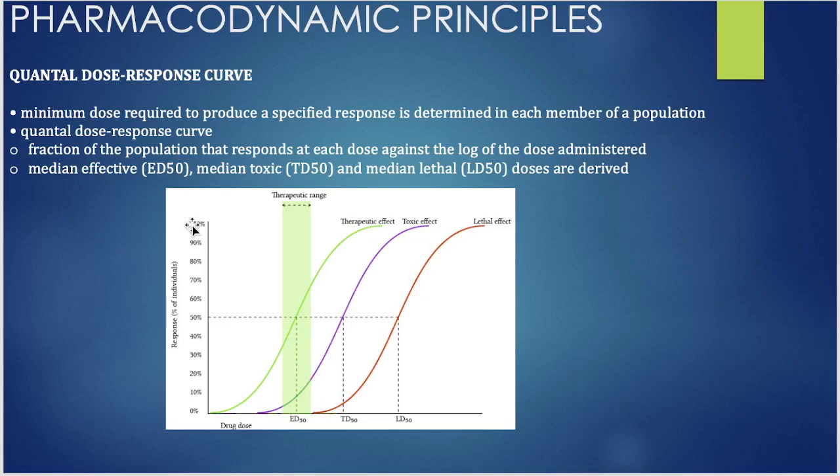So, first principle under your pharmacodynamics is your quantal dose response curve. This is the minimum dose required to produce a specified response that is determined in each member of a population. Your quantal dose response curve: fraction of the population that responds at each dose against the logarithm of the dose being administered. Okay, we have your median effective dose or ED50, median toxic dose which is your TD50, and median lethal dose or LD50 derived. Again, iba-iba ang definition yan. Therapeutic dose, toxic effect, and your lethal effect. But please take note of these different terms: median effective, median toxic, and median lethal.